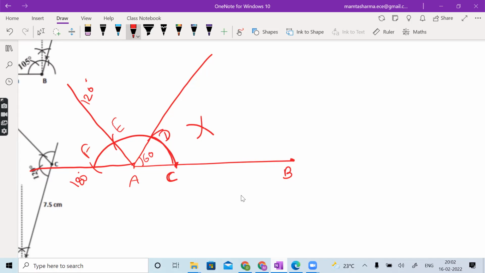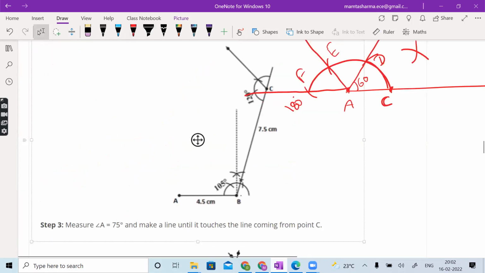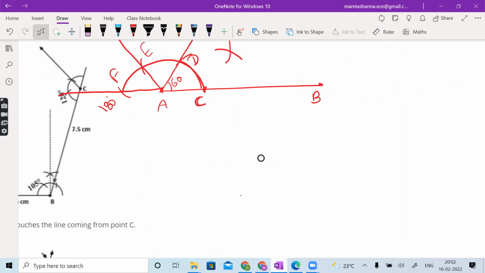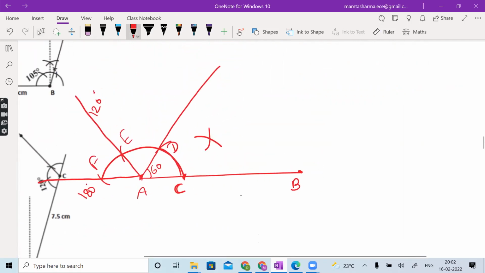You lock the compass after taking the first measurement, and keep the compass locked. Now for 30 degree, draw the arc from this point D and C. Join this line, and this line will show 30 degree angle.